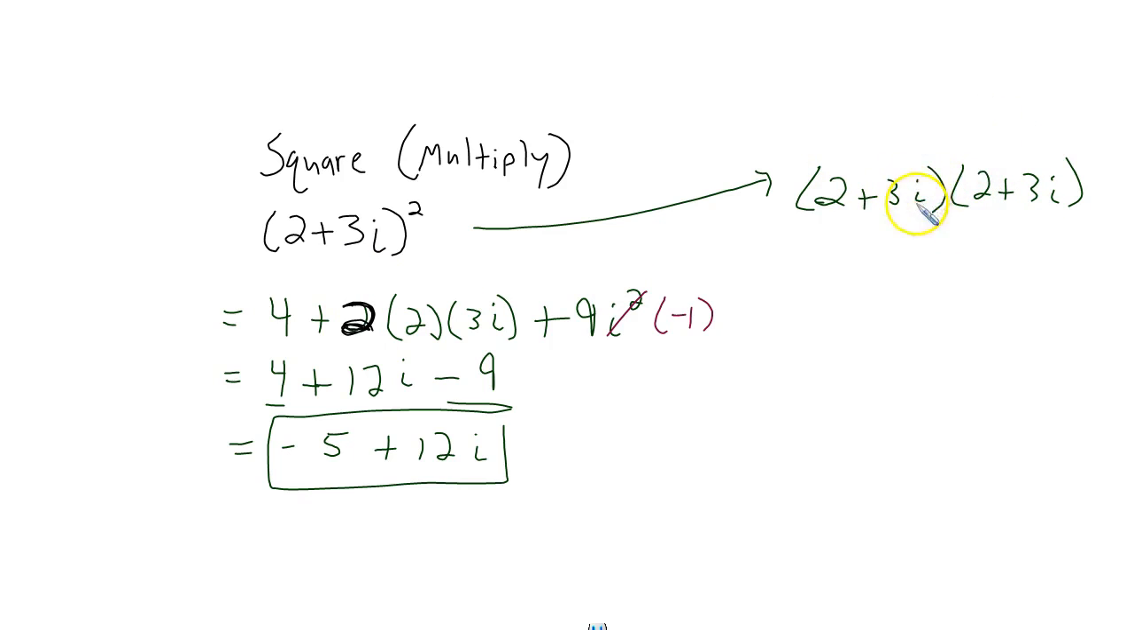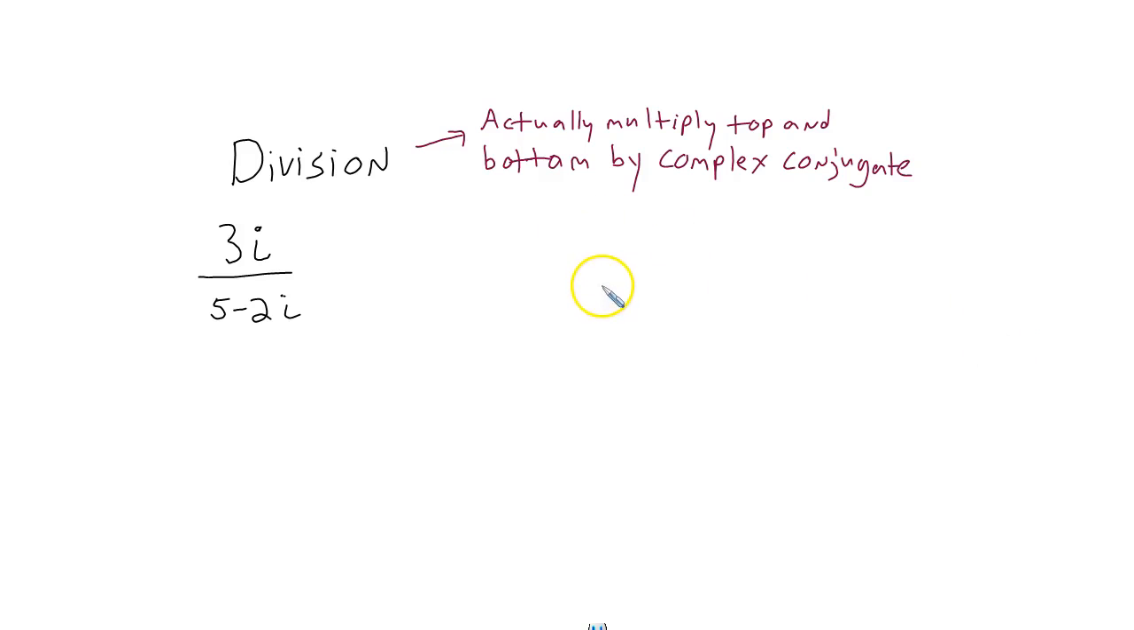First, outside, inside, last. Or you can apply this property of squaring a binomial. And finally, we have a process called division. Now, division is a little different. We're not actually going to divide these complex numbers. Instead, we're going to multiply the top and the bottom by something that's called the complex conjugate.